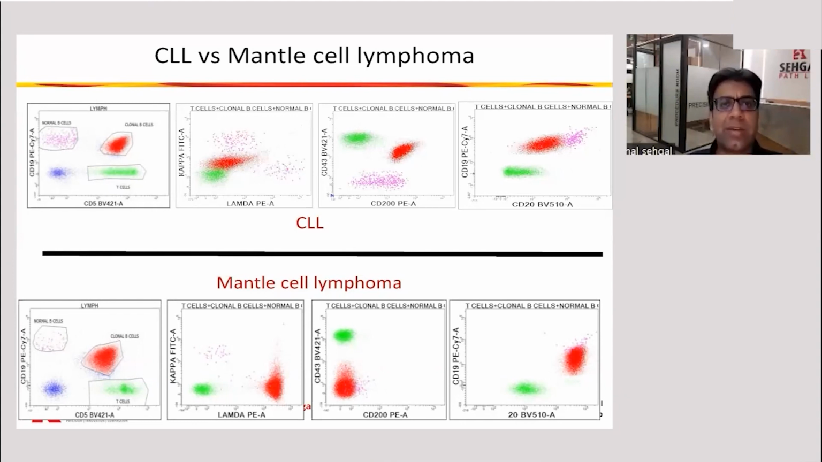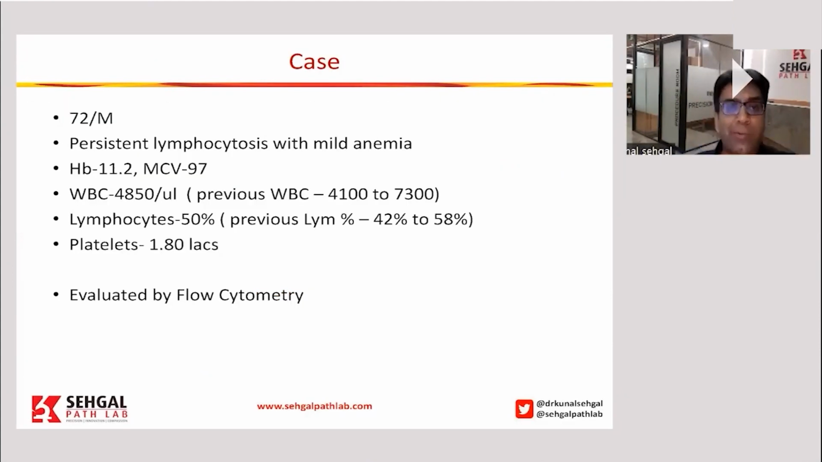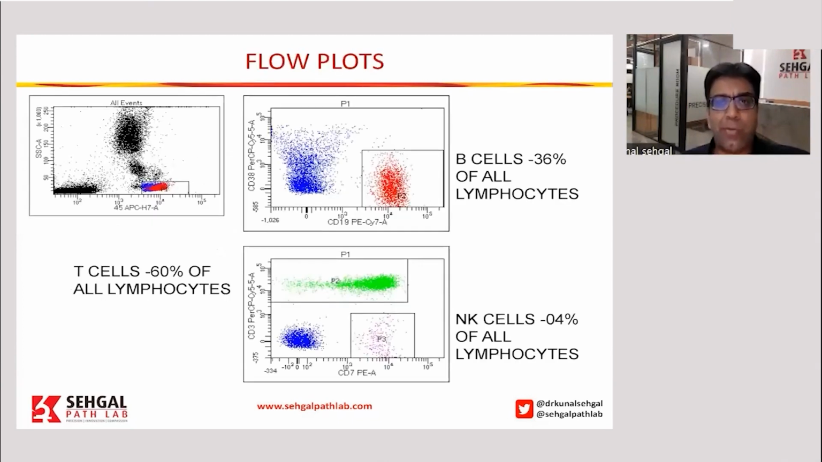If I can move to the next case, this is a 72-year-old who had persistent lymphocytosis with mild anemia, where the patient wanted to know if the lymphocytes were abnormal or not. So the physician sent him for flow. And if you see, the red cells here are the B cells, where 36% of all the lymphocytes get it. The remaining are the green T cells and NK cells, around 4%.